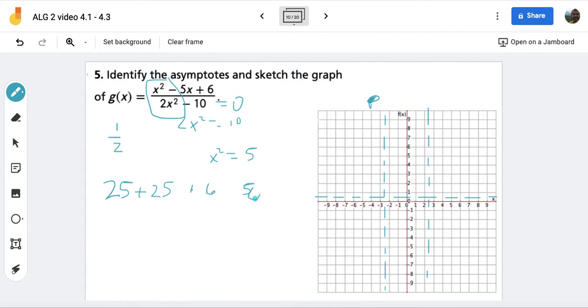56 divided by, what did I plug in? -5. -5 squared is 25. 25 times 2 is 50. 50 minus 10 is 40. Yeah, that makes more sense. 56 divided by 40.